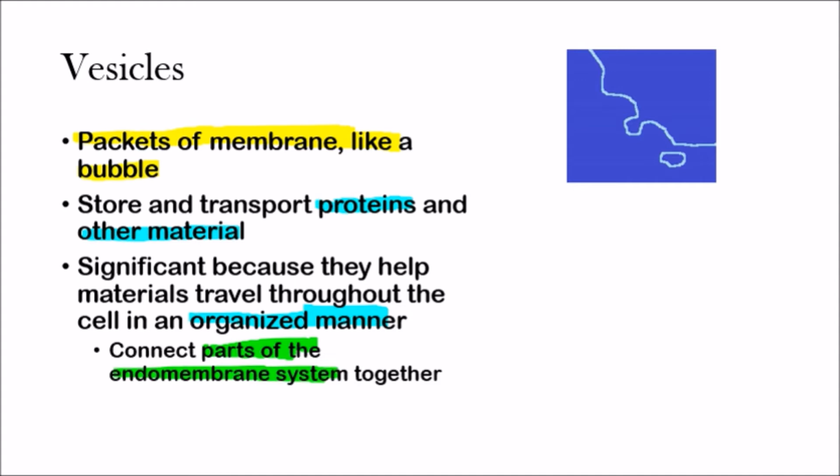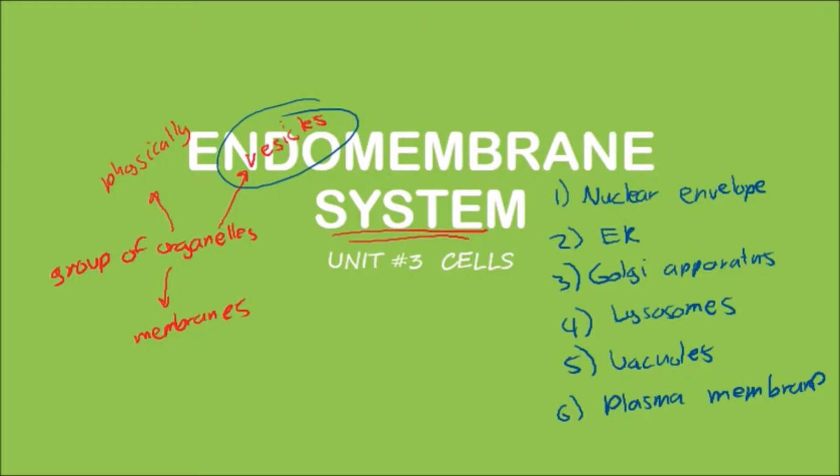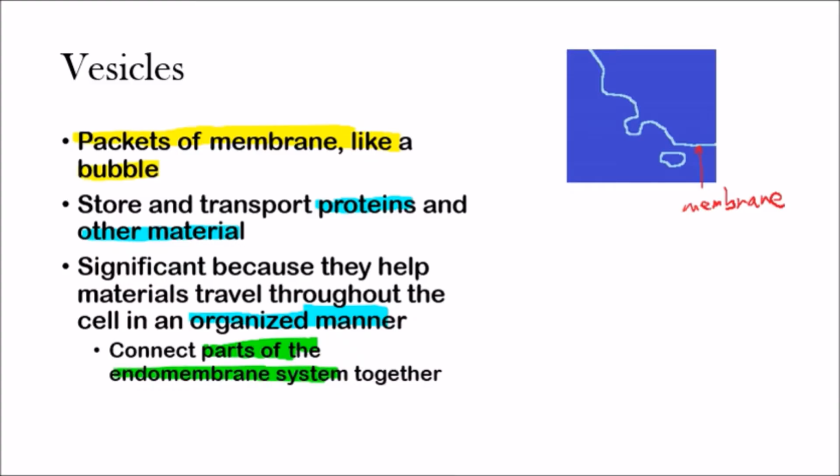Now, in this diagram over here on the right, we have the formation of a vesicle. So how does this work? Right here, this is just a membrane, and this membrane can be part of any of these six things. It can be a membrane of the nuclear envelope, the ER, the Golgi apparatus, or the plasma membrane. But essentially what happens is you start to see this pinching. So let me show you here.